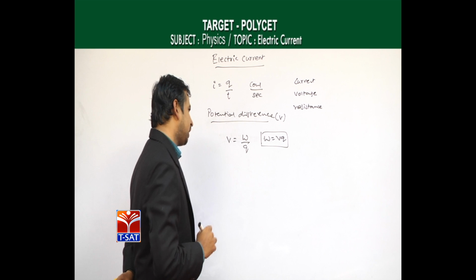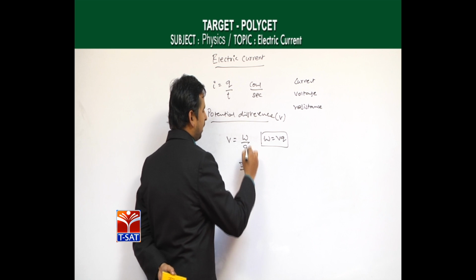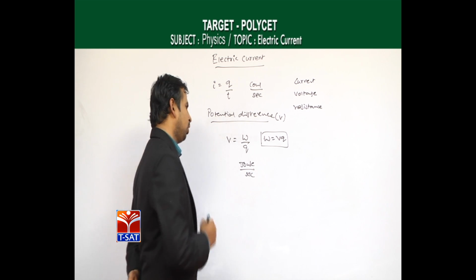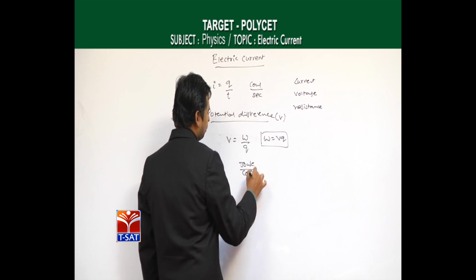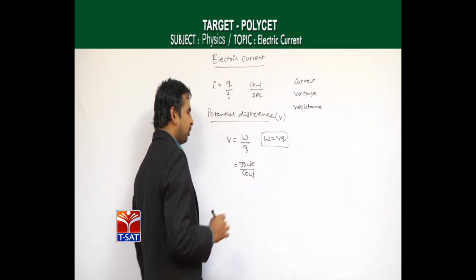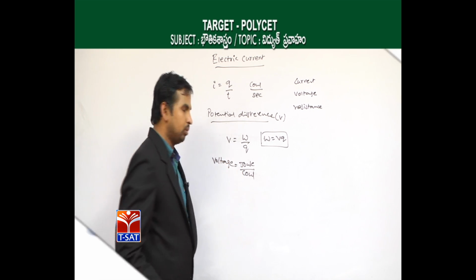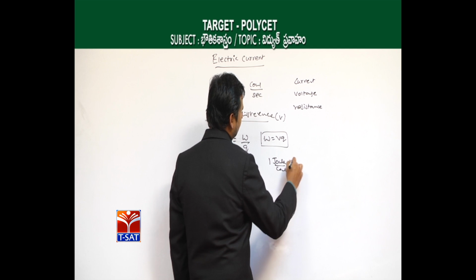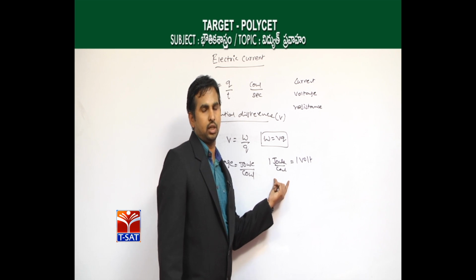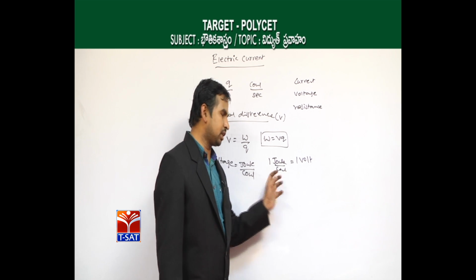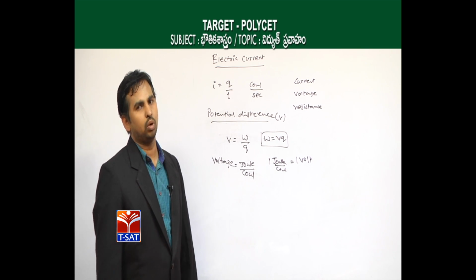Voltage units: the work done is in joules, and Q is the charge in coulombs. So joule per coulomb is the unit of voltage. 1 joule per coulomb we call 1 volt. If you are doing 1 joule of work on a unit charge, having the charge 1 coulomb, then the potential difference becomes 1 volt.